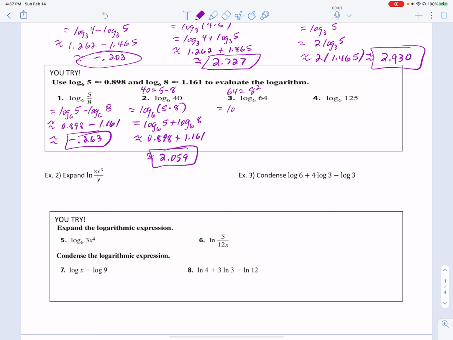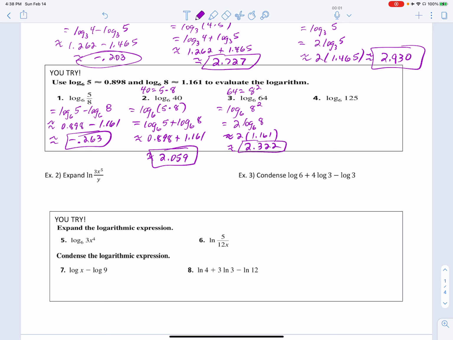So I can write this as log base 6 of 8 squared. And the power property of logarithms is I can bring that power out in front, and these are equivalent. And then I can make the substitution. Approximately log base 6 of 8 is 1.161, and that comes out to 2.322.